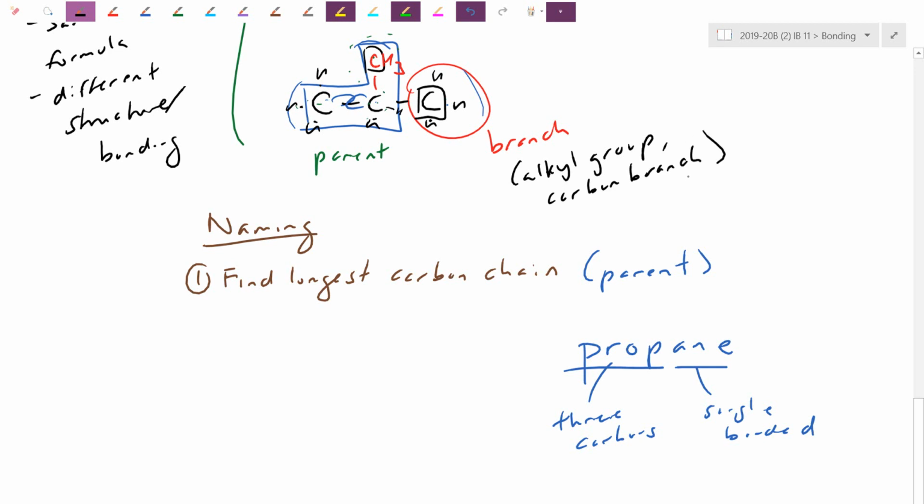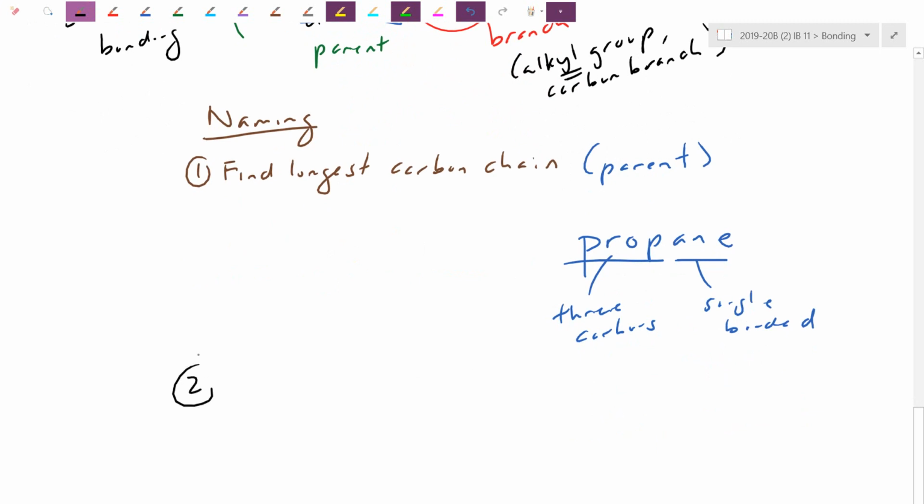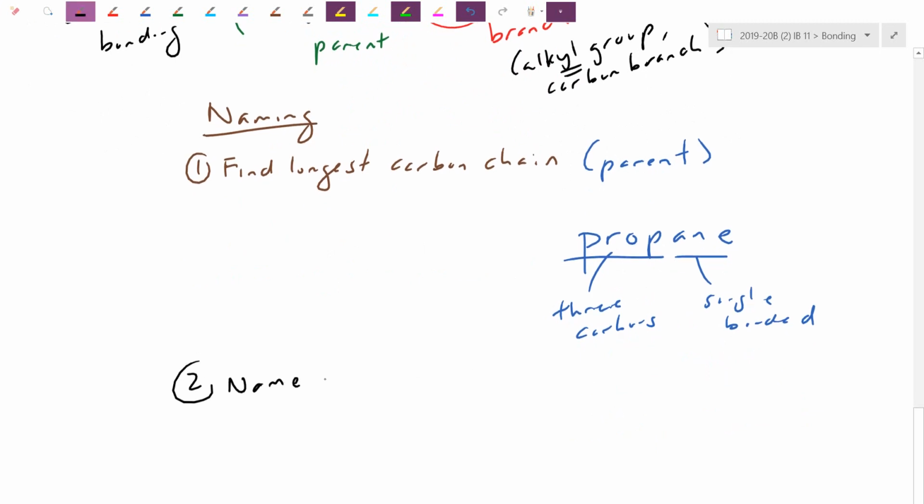Because of that, I'm going to use the ending -yl. So instead of calling it methane or propane, I'm going to call it... this will be the second step. In the second step, I'm going to name the branches, so name the parts that are not part of the parent yet. Name the branches and number the parent. I'm just going to show you how that works here.